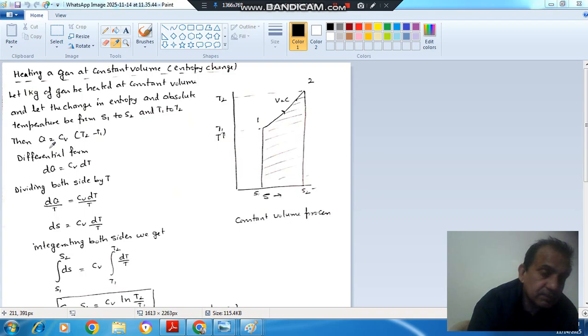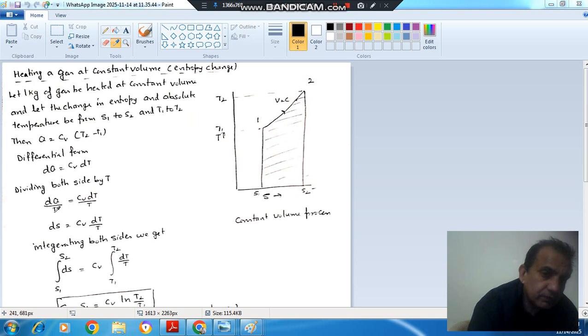So heat supplied is Cv (T2 minus T1), because it is a constant volume process. Q is Cv (T2 minus T1), or in differential form dQ is equal to Cv dT. If we divide both sides by T, then on the left it will be dQ by T, and on the right hand side it will be Cv dT by T.